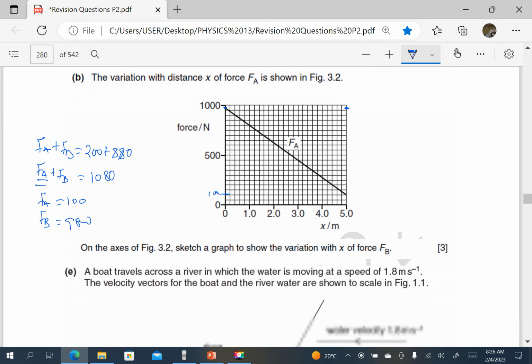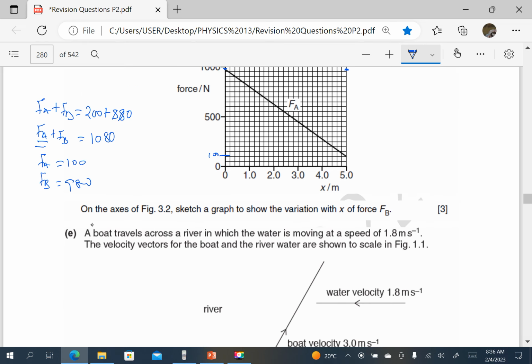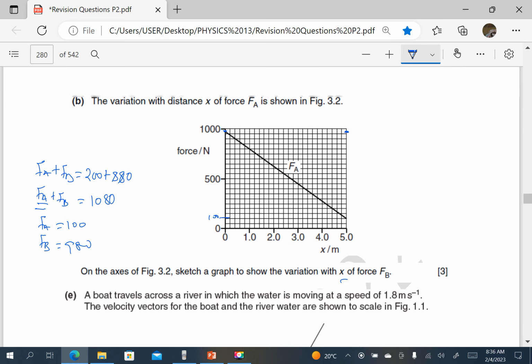So they want us, on the axis, to sketch a graph to show the variation with x of Fb. So it will just be the opposite of that. I'll draw a graph which starts from 100 up to 980, somewhere there. So that is the graph of Fb.